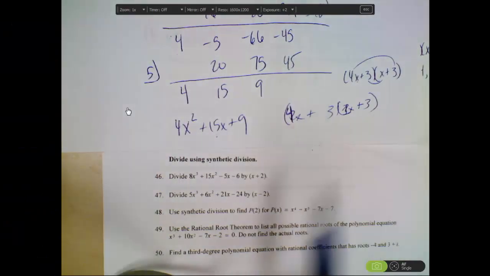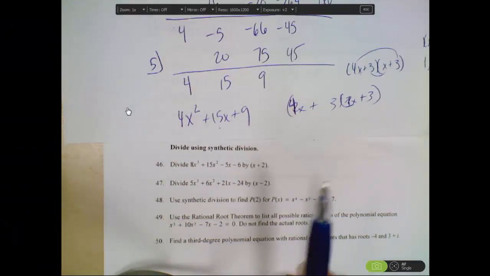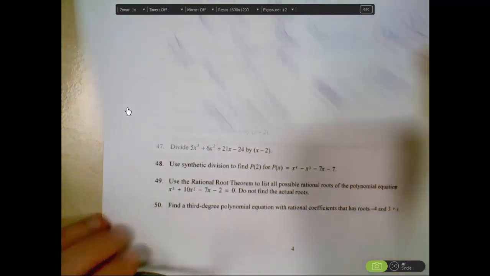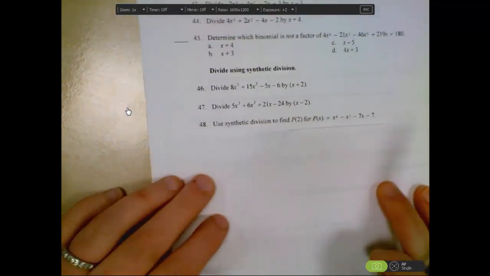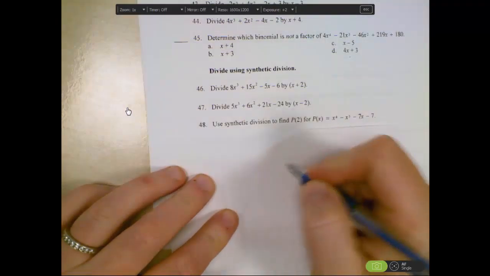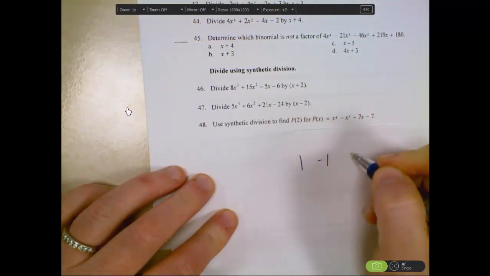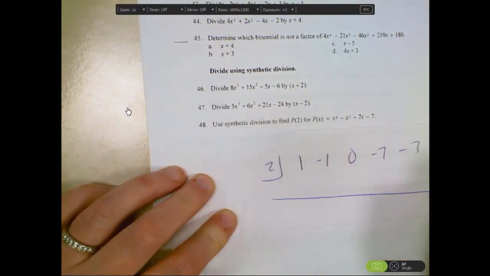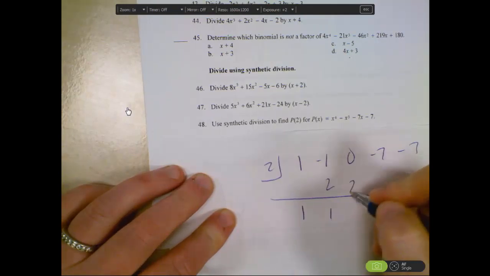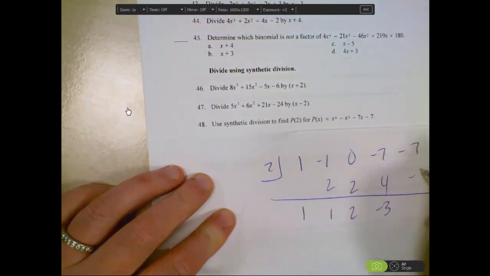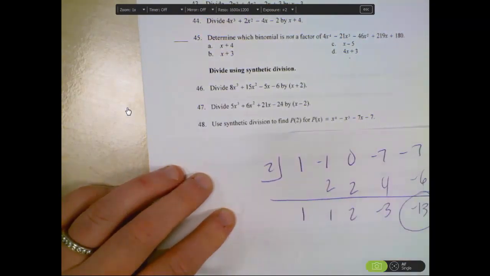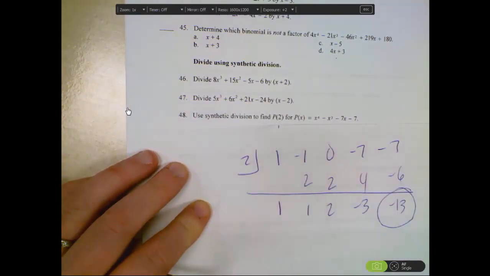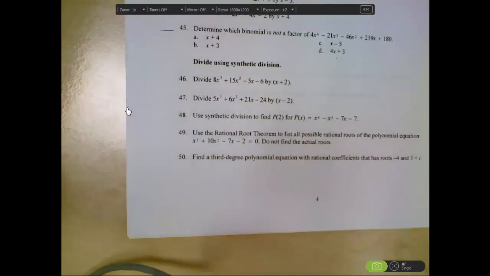Okay, I'm not doing any more synthetic division. I've already done a bunch of those. Finding p of 2, that's where the remainder is the answer. So if I go 1, negative 1, 0 because the x squared is missing, negative 7, and I want to know what p of 2 is, this is the answer. If I plug in 2 for x, I will get negative 13. It's just a shortcut for plugging it in.